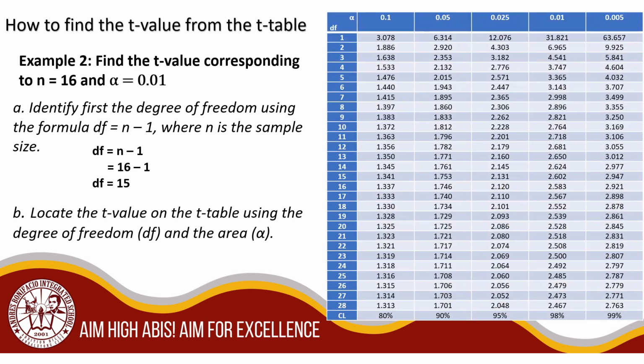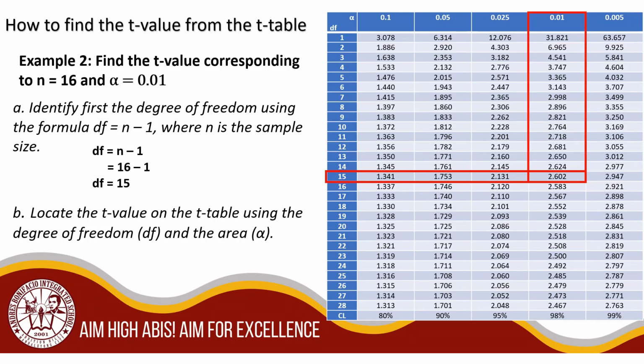And letter B, locate the t-value in the t-table using the degree of freedom of 15 and 0.01. So again, we have this t-table. So degree of freedom natin is 15. And then of course, yung 0.01 ay nandoon. Okay, so therefore, yung intersection ng dalawa is 2.602. So therefore, the t-value of n is equal to 16 and the area of 0.01 is equal to 2.602.